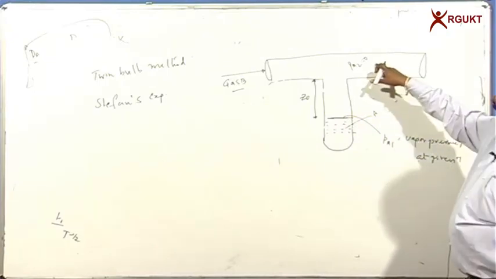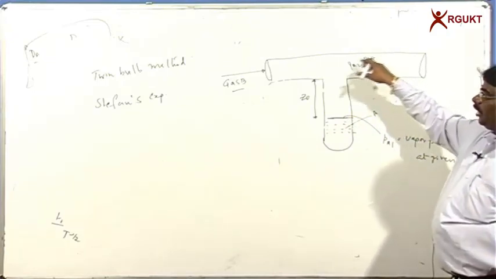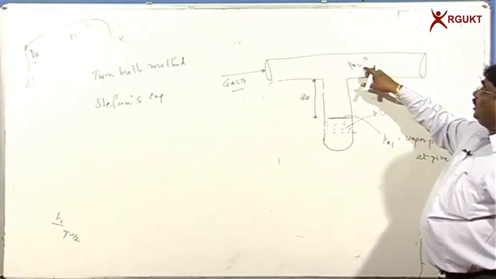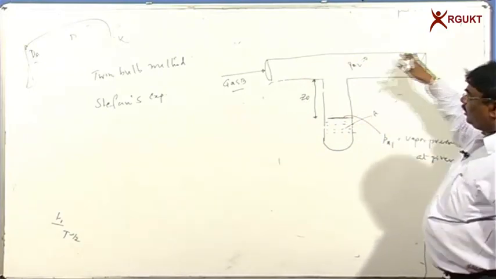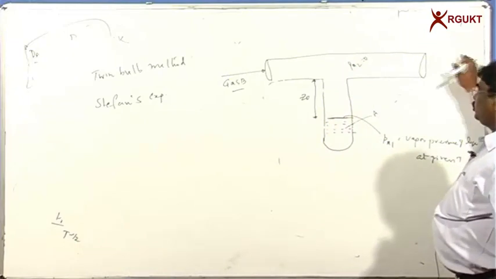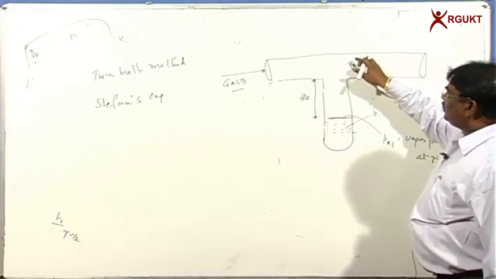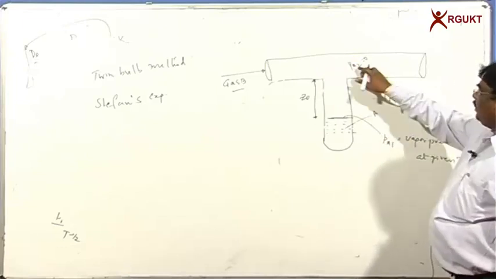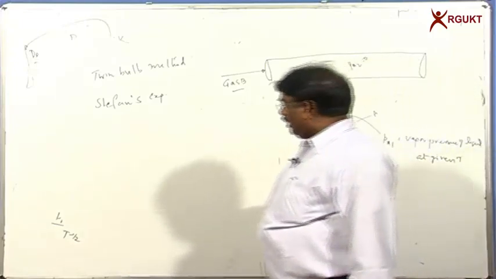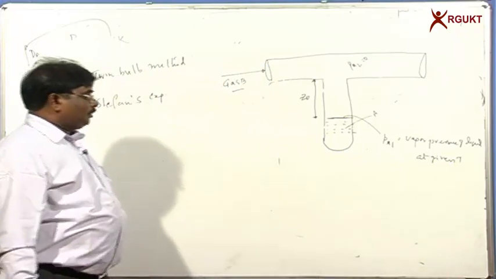We maintain the flow rate of the gas in such a way that as soon as the liquid evaporates, the evaporated liquid is carried away by the gas B. So there is no accumulation of liquid in the gas, that is, the partial pressure of A in the bulk of the gas is going to become 0.